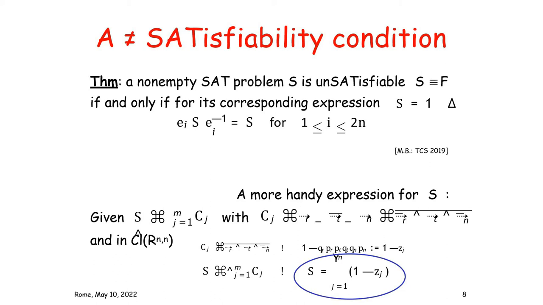Now we have translated the satisfiability problem into the algebra, and it's easy to prove that since this is really a Boolean algebra, the problem is satisfiable if and only if its corresponding expression is not equal to zero. The proof is just to expand the new expression.